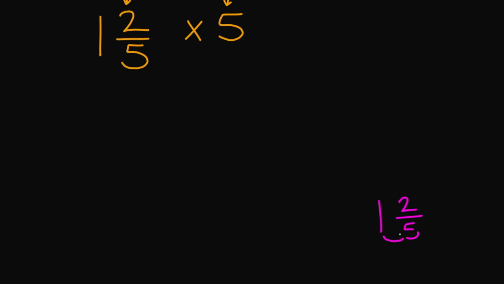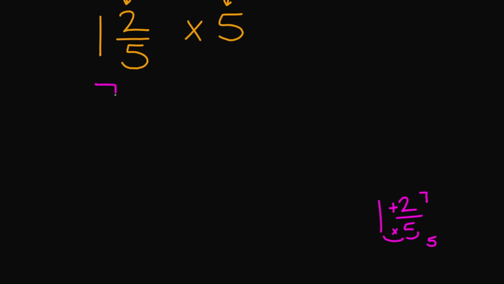Let's try 1 and 2/5 times 5. So we have a mixed number and a whole number. I'm going to go ahead and turn my mixed number into an improper fraction. 1 times 5 is going to equal 5, plus 2 is going to be 7.